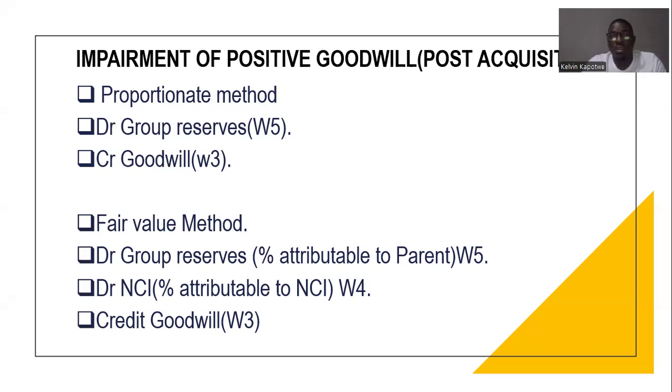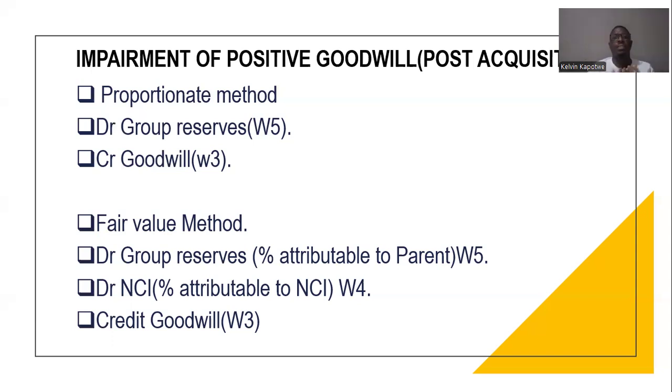And then when you credit goodwill, remember, goodwill is considered an asset. To increase or add an asset, we debit. But in this case, we are crediting goodwill, meaning we are removing that impairment loss from the goodwill account, from the asset account. So if you're using the proportionate method, that is how you account for goodwill.